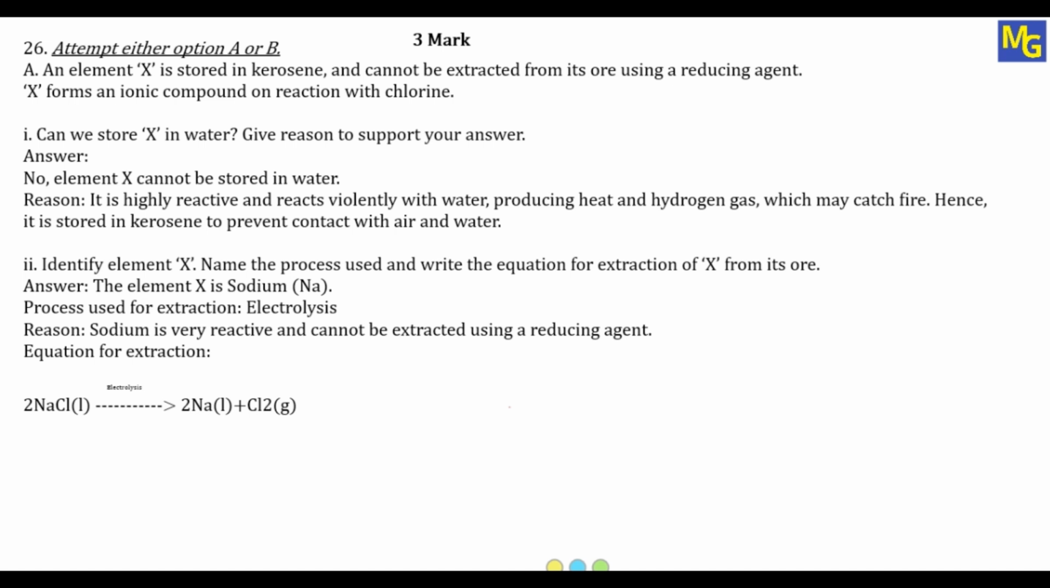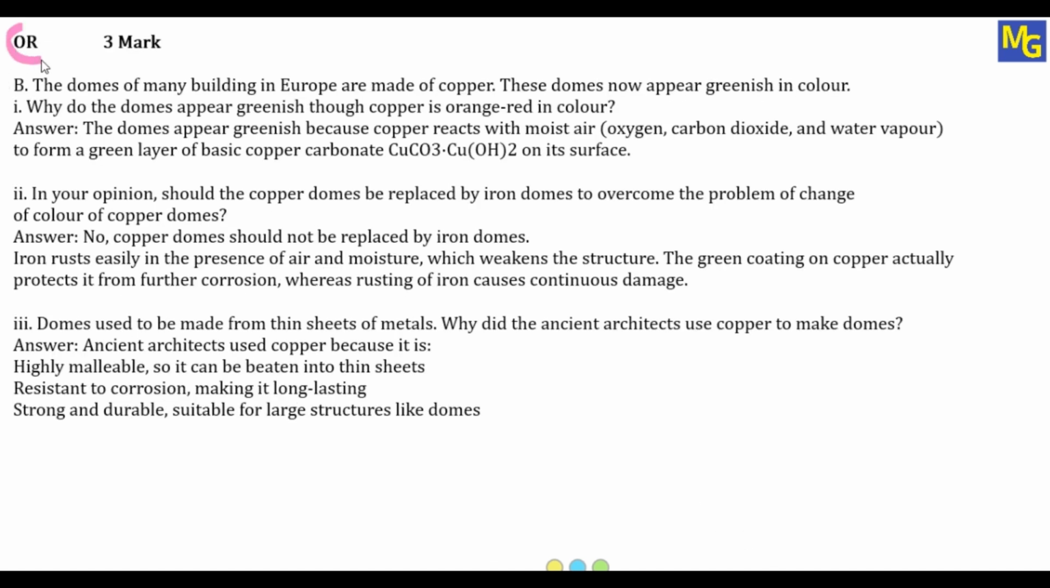Now after this we are going to see the next choice, which is question B. So now we are going to see the OR option, which is also going to carry a 3-mark question. The statement given in question B is: the domes of many buildings in Europe are made of copper. These domes now appear greenish in color. Based on this statement we have 3 questions.